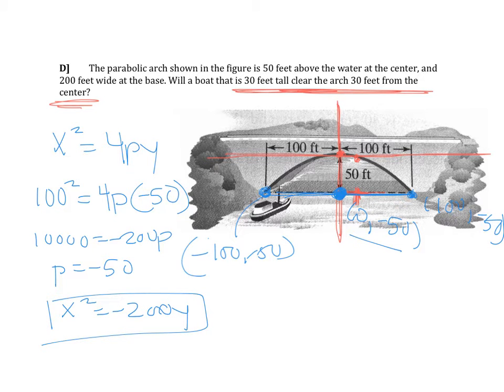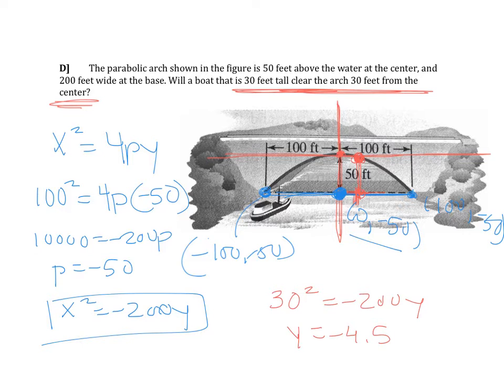The question we need to answer is, will a boat that's 30 feet tall clear the arch 30 feet from the center? So again, we're looking at this point here. We basically want to know how tall the arch is 30 feet from the center. Okay, so if I substitute 30 in for x, 30 squared equals -200y. So that's going to give me 900 equals -200y. So y is -4.5. So now we have to interpret what that means.